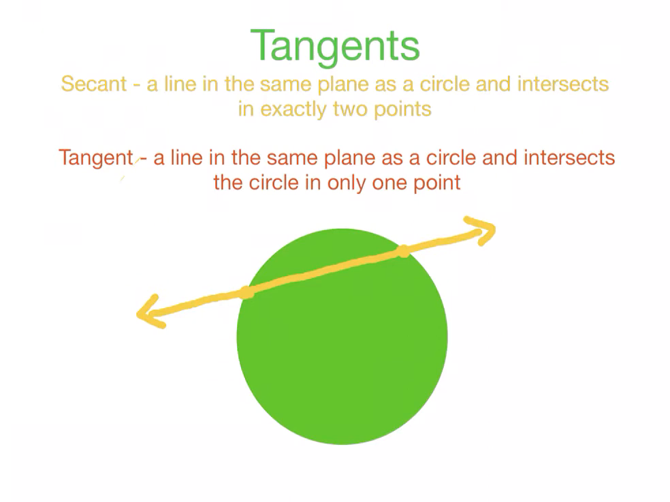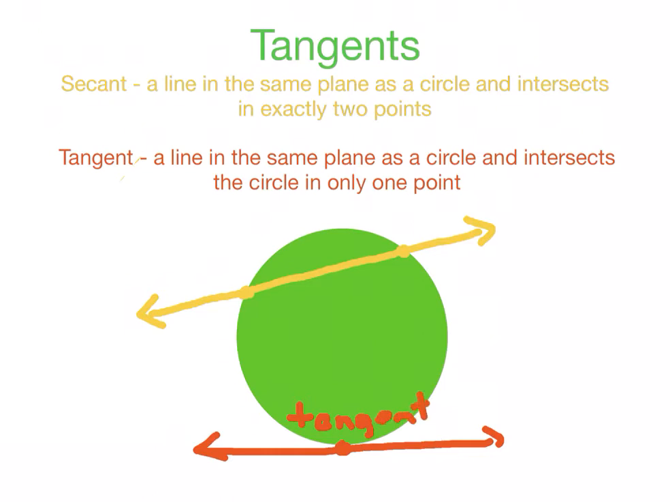Now a tangent is a line in the same plane as a circle, but it only intersects the circle in 1 point. So a tangent line might run something like this. It intersects the circle maybe right there in only 1 point. So we have a secant line, and here we have a tangent line.